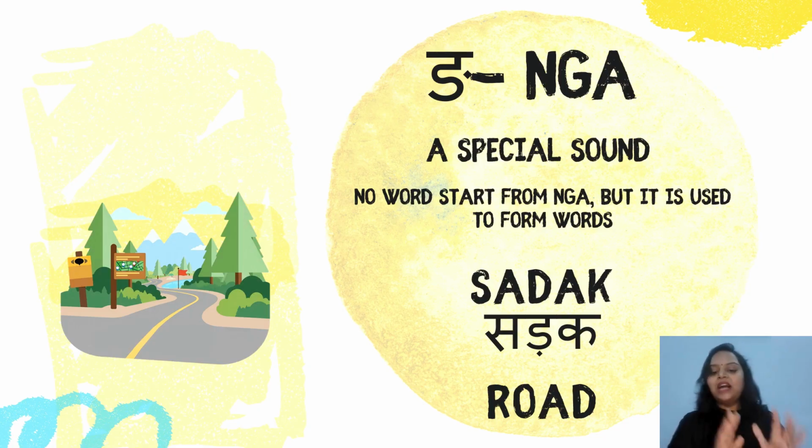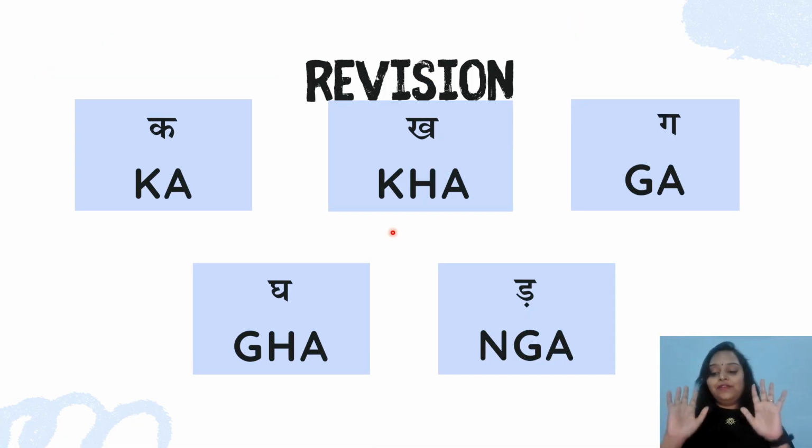Hence, no word starts from La, but it is used to make other words like sadak. Yes, as you can see, the road in Hindi is called sadak, and it is used to make this sound La. So let's revise all the five consonants that we learned today. Yes, dear learners, you are very right. Ka, kha, ga, gha, and la. Very good. You can clap for yourself today.